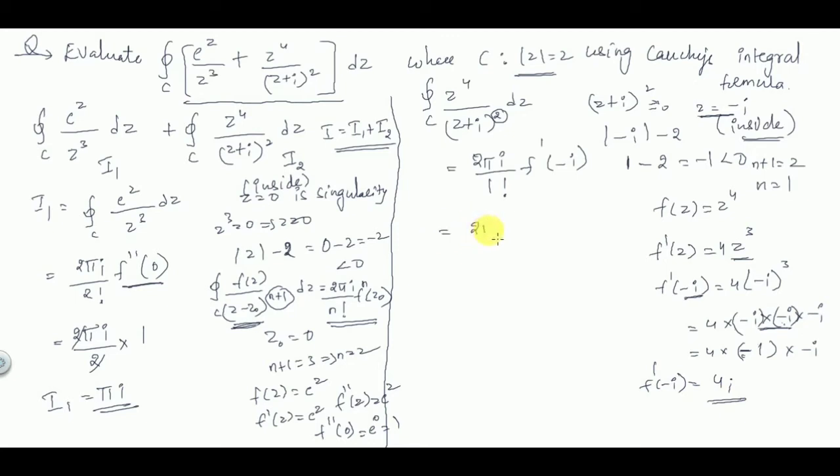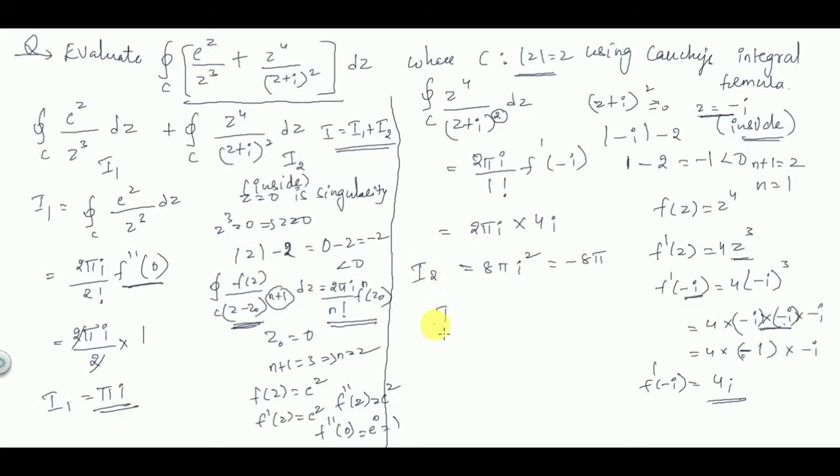Just substitute here. So you'll get 2 pi i by 1 factorial, is 1 only, into f dash of minus i, is 4i again. So it will be 8 pi i square. i square is minus 1, so you'll get minus 8 pi. Okay, this is the value of I2.